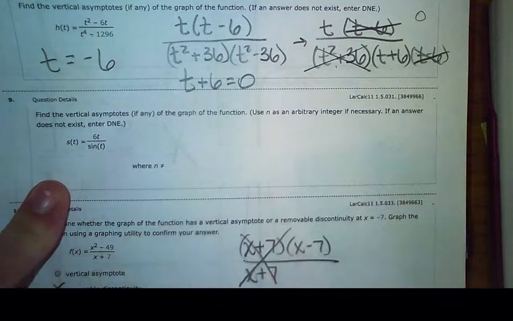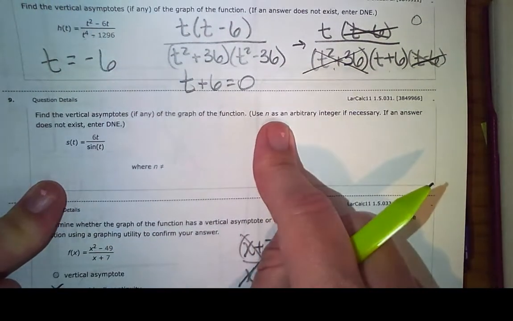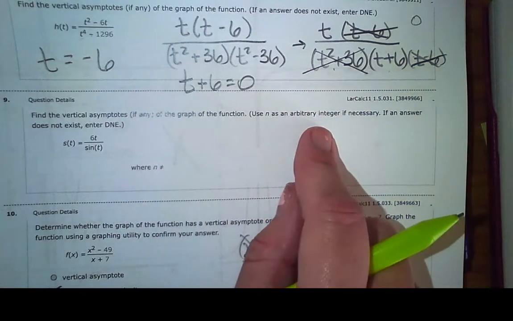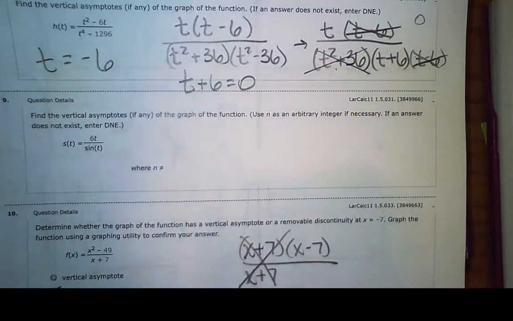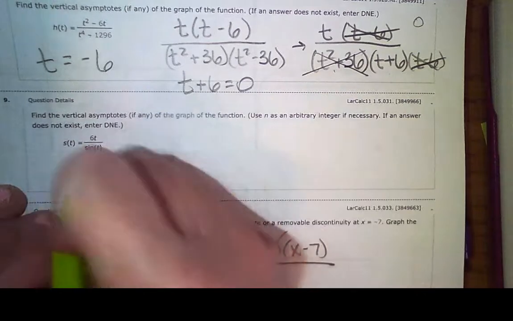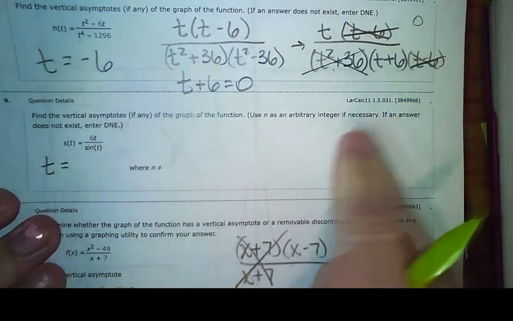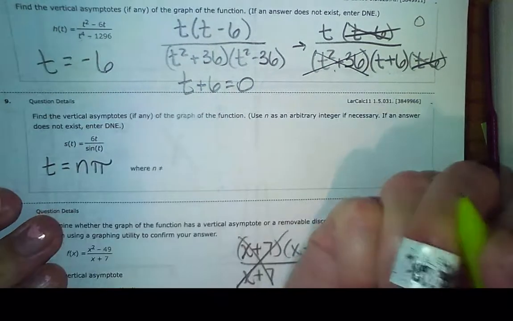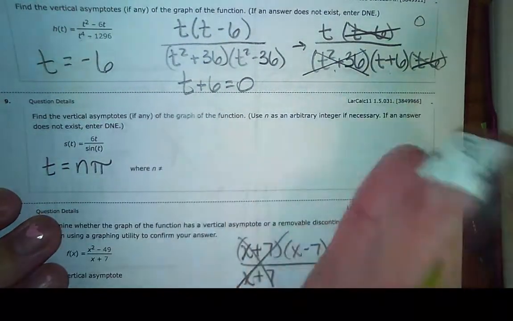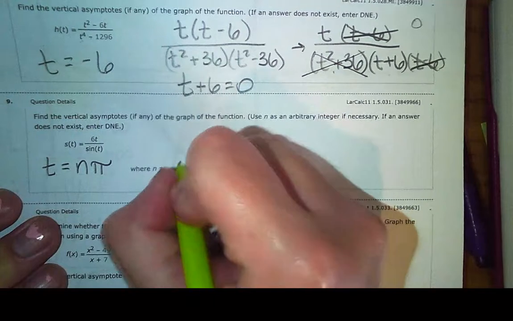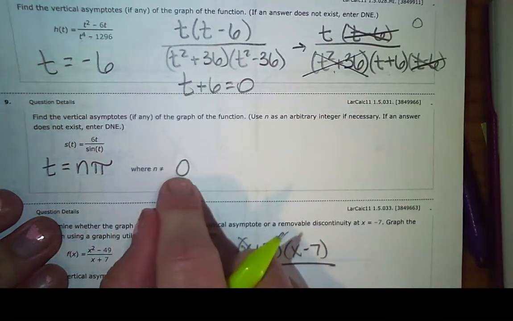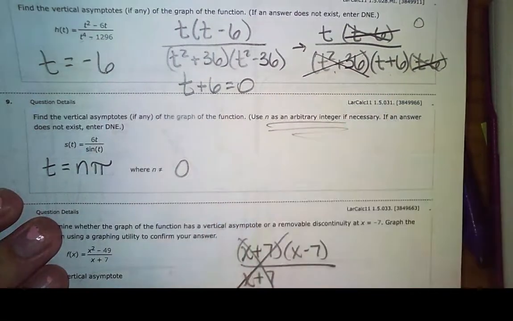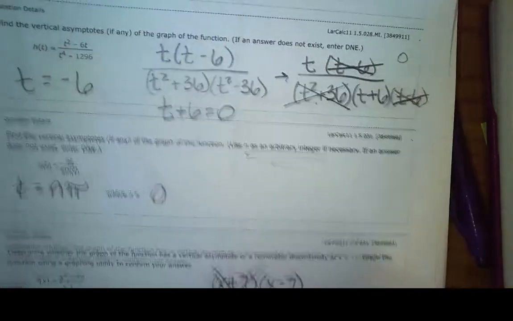So this says, tell me all your vertical asymptotes. So it says use n as an arbitrary integer. So arbitrary just means I grab it because I can. Okay, and that's if necessary. If an answer doesn't exist, whatever. All right, so first of all, remember your variable. So my integer is going to be n, and I want that to be multiples of pi. But what's the one value that's going to mess this whole thing up? That's if n is 0. So as long as n does not equal 0, then you're fine. Remember this, because that's going to be popping up a lot, where we have arbitrary integers.